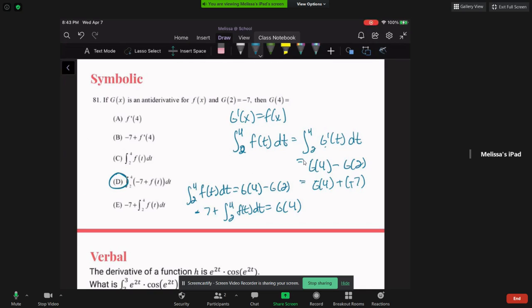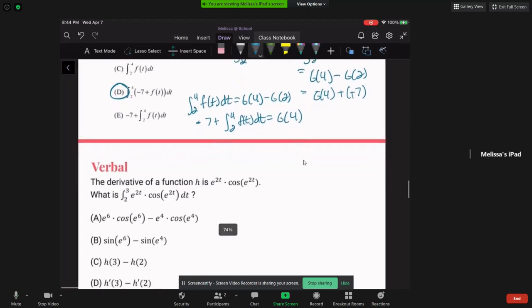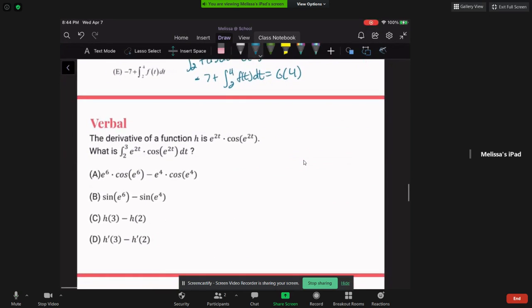They wrote it in a slightly different format, and this is what we talked about yesterday, how you can take the integral of those two parts and pull that out to the front. So that's what they did there. That one is a little bit more complicated, I will say that.